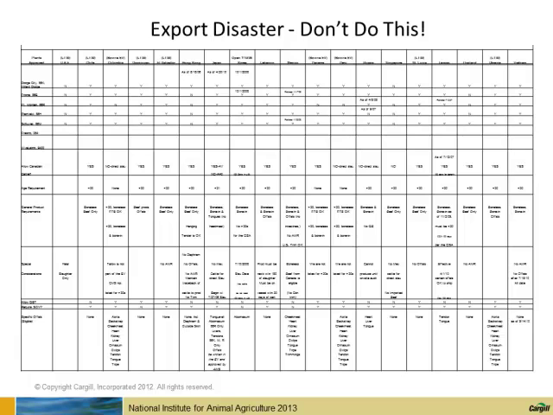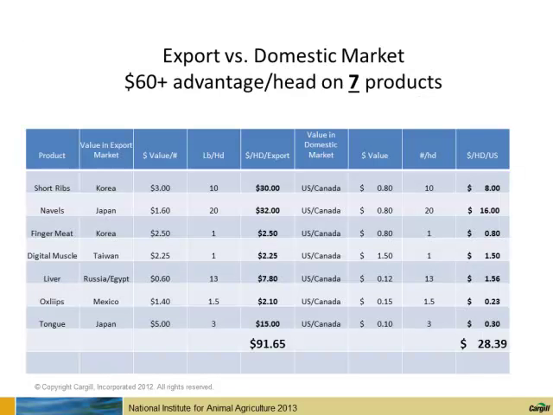What's far better is when it's more harmonized. What this chart shows you is there are 7 different products from a beef carcass. This is a little bit dated, I'd have to update the data, it's from last year. There's about a $60 a head value that you get from exporting product to different countries versus using it domestically. Short ribs are worth $8 in the U.S. per carcass versus $30 in export markets.